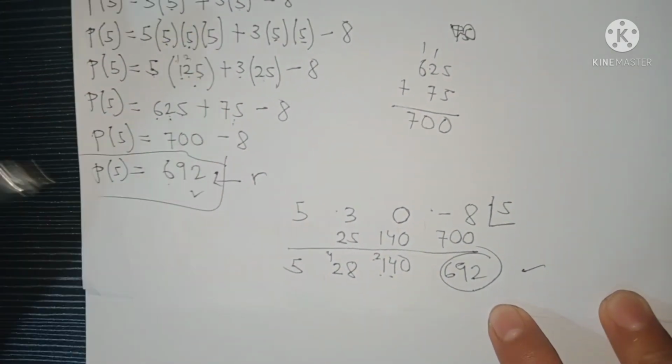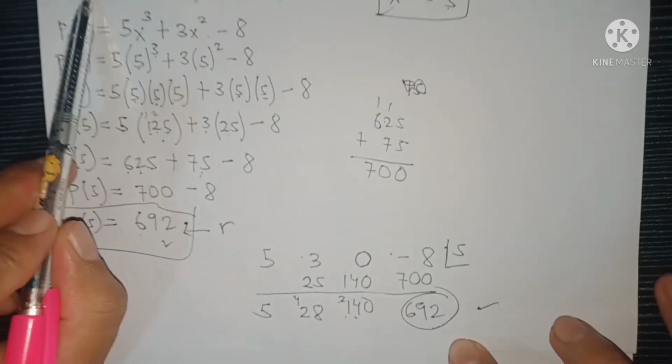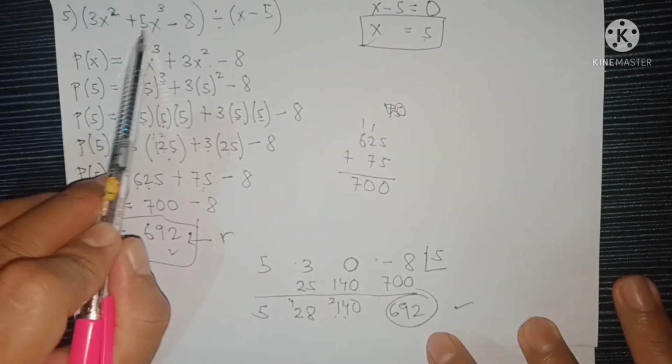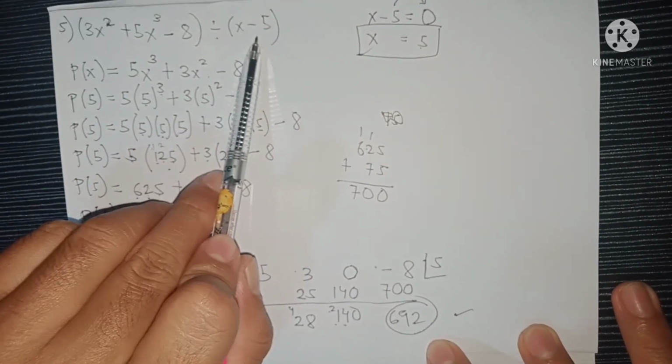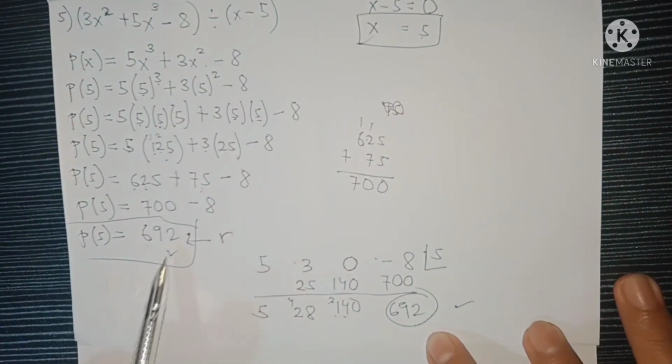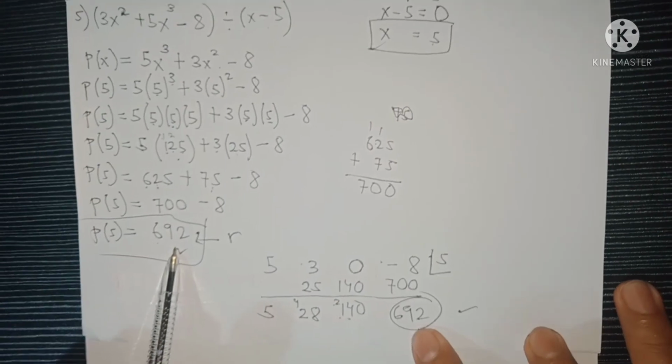Ayun, match naman. So again, ang ibig sabihin na ito, kapag yun daw 5x cubed plus 3x squared minus 8 ay dinivide mo by x minus 5. Ang magiging remainder is positive 692.